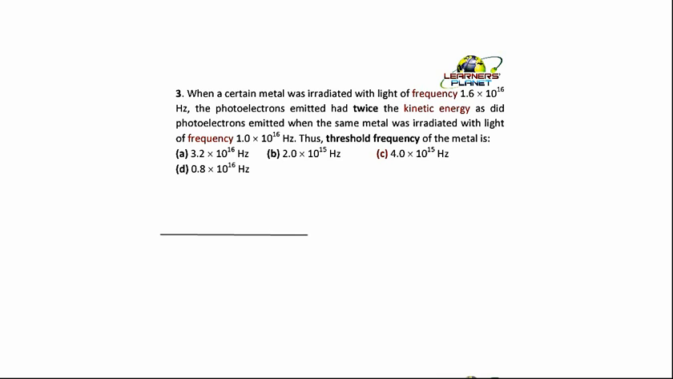I'll explain this question. Say this is a metal. Now what is happening? This is irradiated with a light. And students, what is the frequency of light? That is equal to 1.6 into 10 to the power 16 Hertz. Now due to this, an electron is ejected and it has some kinetic energy. This is your one case.